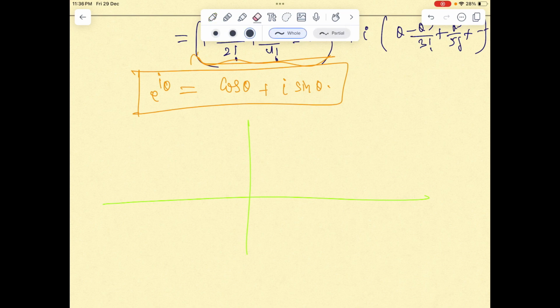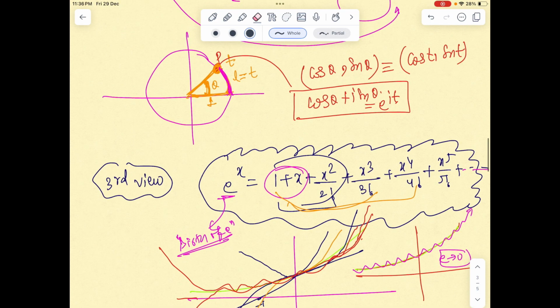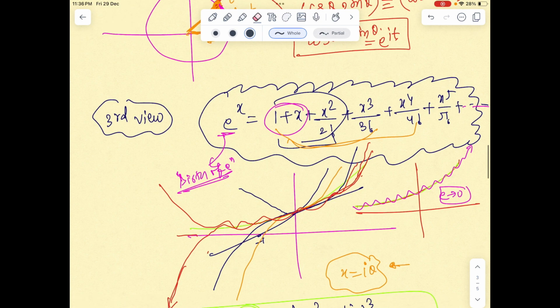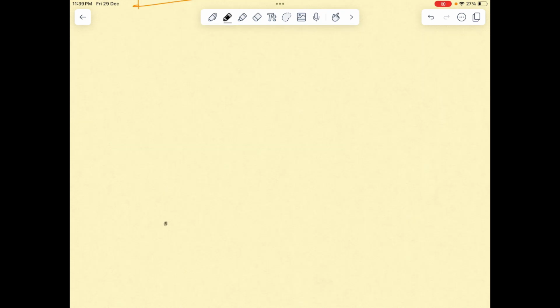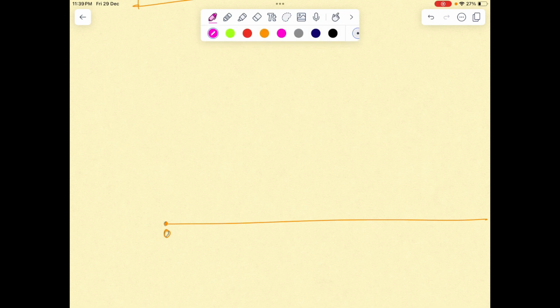If you look upon these terms, like theta square by 2 factorial, theta cube by 3 factorial, and so on, how do they look? So what exactly this Taylor series is telling is this. Let's say you have got an origin O, let's mark this x-axis with different colors. So I'm cutting a length of 1 over here. Let's start with some angle theta. Let's call this theta.